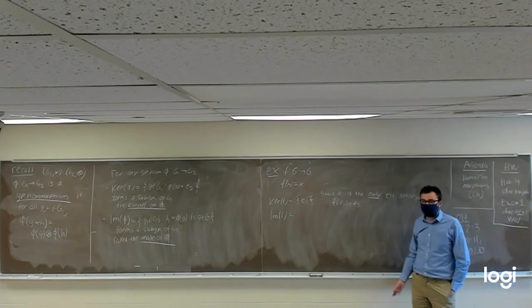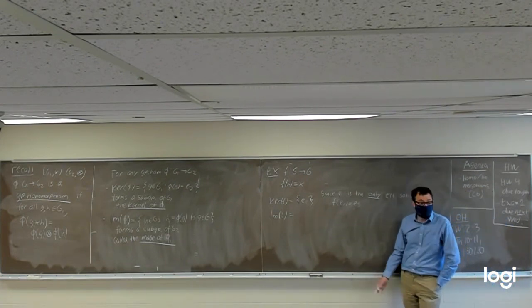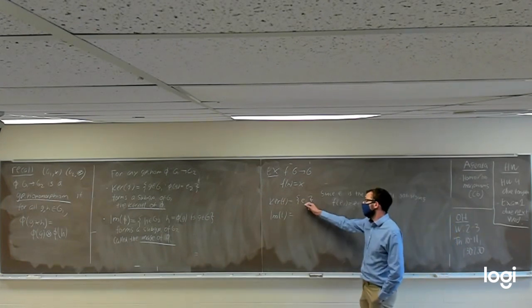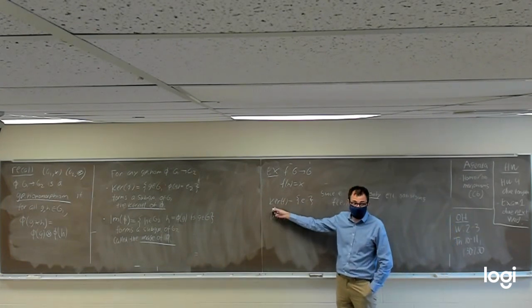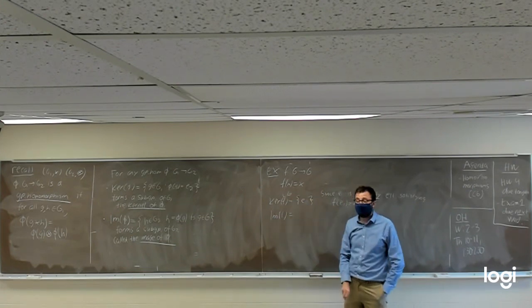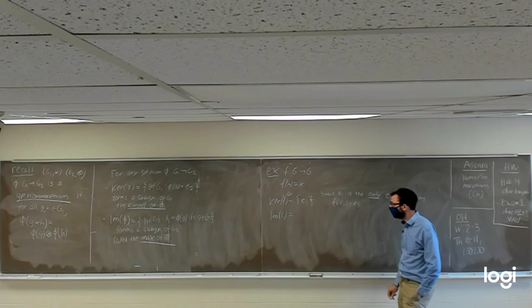If every element maps to itself, then what maps to the identity? Only the identity. Therefore, the set containing the identity element is going to be the kernel of this homomorphism, which is going to be a subgroup of G.